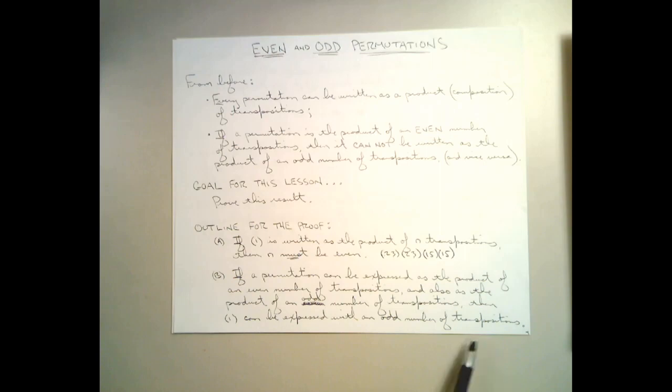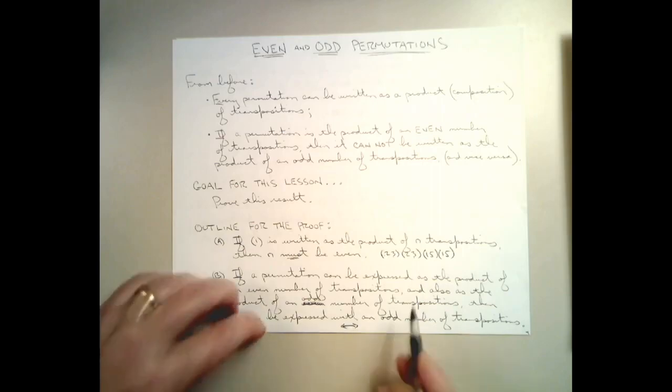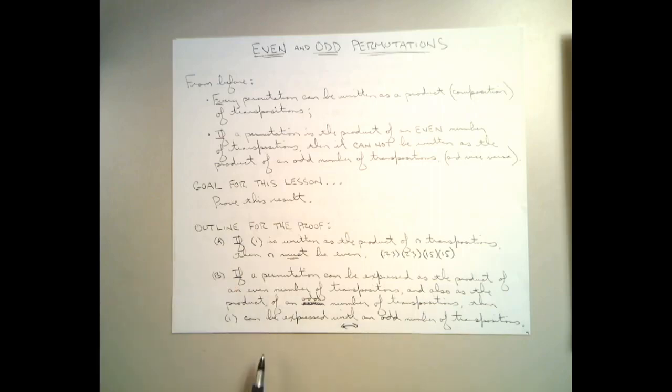Well, at this point, we will have already shown that to be impossible. And so the only place we could have erred in our reasoning here is in our supposition that we did have a permutation that could be so expressed, one way as the product of an even number of transpositions, and another way as the product of an odd number of transpositions. And so that contradiction that we're going to establish is going to prove that a permutation can only be expressed with either an even number or an odd number of transpositions, but never both.